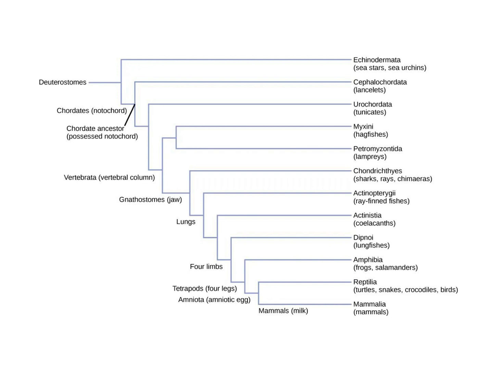So looking at our phylogenetic tree, we are taking a look at our reptiles, and we're going to focus on turtles, snakes, and crocodiles. We'll talk about birds in their own video. And remember, they are amniotes. They are tetrapods, so they have 4 legs. They have lungs. They have a jaw. They have a vertebral column. They are chordates, and they are deuterostomes.